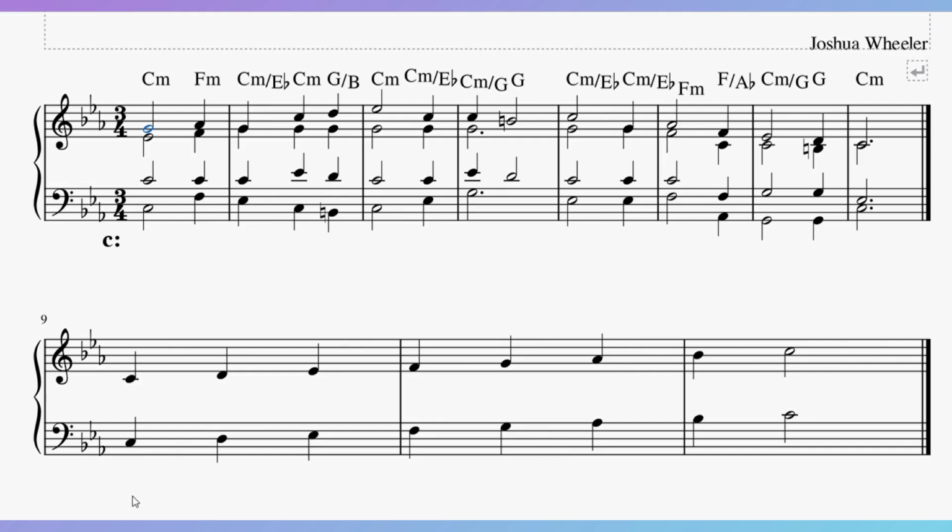Now down below, I wrote these notes out so that we could identify what they are in Roman numerals. So anytime I see the note C, it's going to be the 1 chord.